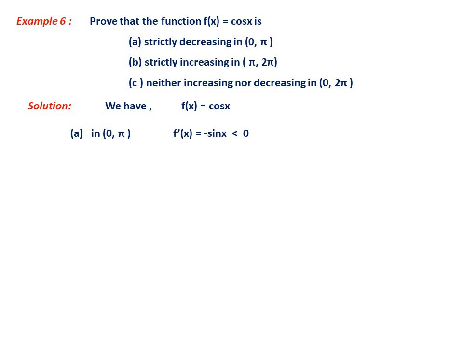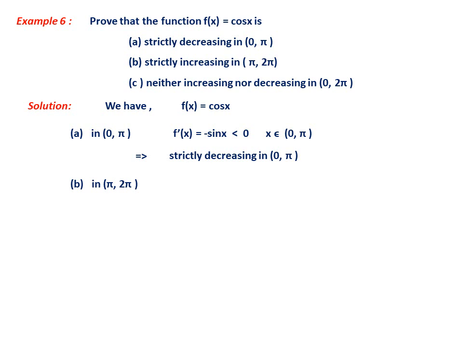Now, first find f dash x. F dash x is minus sin x. Now, this is negative in the interval 0 to pi because sin x is positive in the first quadrant and second quadrant. Therefore, minus sin x is negative. That means f dash x is negative in the interval 0 to pi. This means it is strictly decreasing. Strictly decreasing. So, this is the first part.